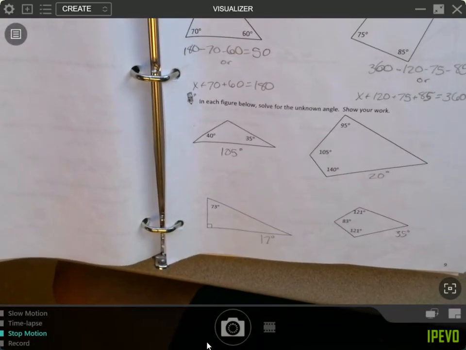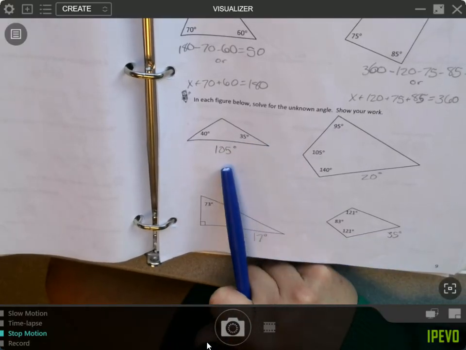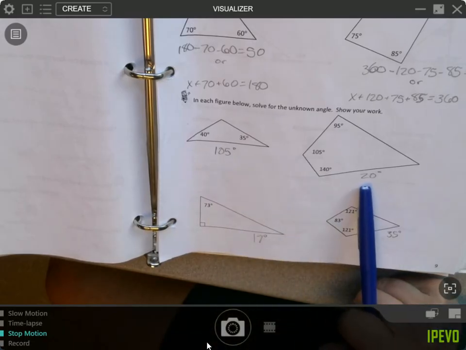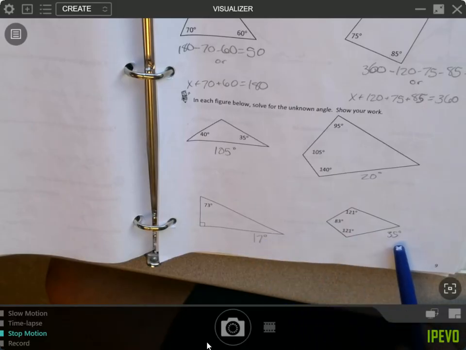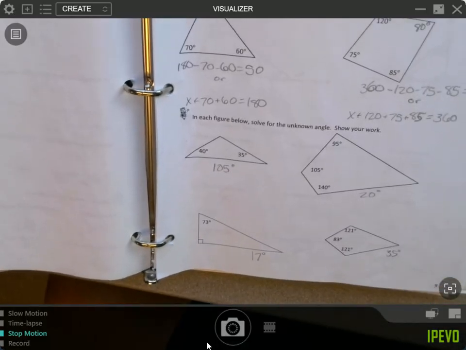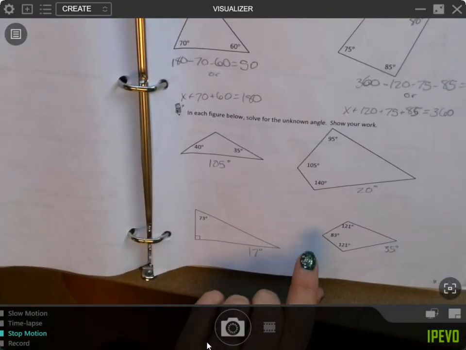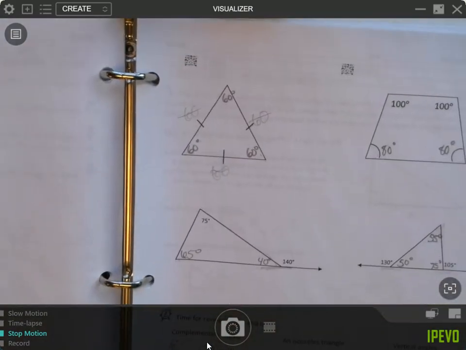On the bottom, we had 40 and 35 degrees. The missing angle measurement to equal 180 would be 105 degrees. For this quadrilateral, it would be 20 degrees. For the bottom one, it would be 17 degrees and 35 degrees. So you take that 180 or you take that 360 and you subtract out what you know, and you look at what you're left with for the missing angles. Any questions on those bottom angles? All right, let's look at our second page.